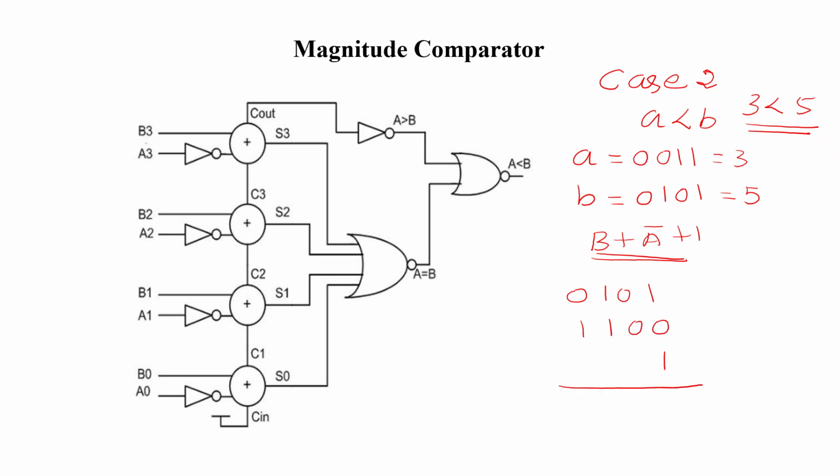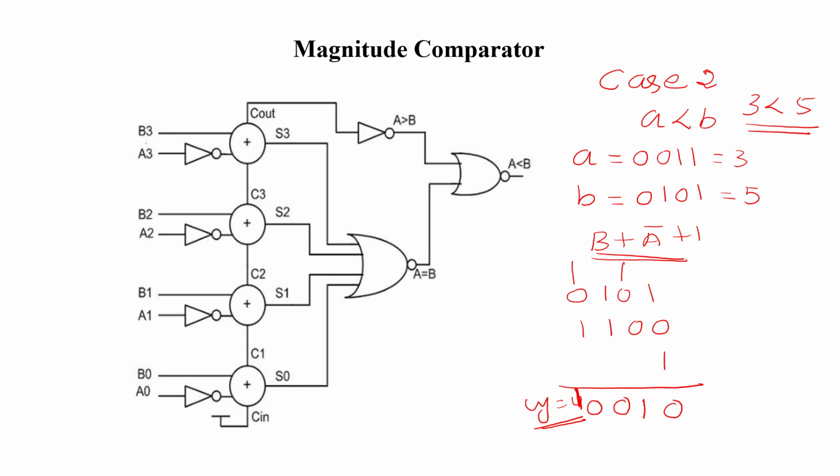Then plus 1. So 1 plus 0 plus 1, sum 0, carry value 1. 1 plus 0 plus 0, sum is 1. 1 plus 1, sum 0, carry value 1. 1 plus 0 plus 1, sum is 0, carry value 1. So the previous operation's carry value was 0, now you will get the carry as 1.